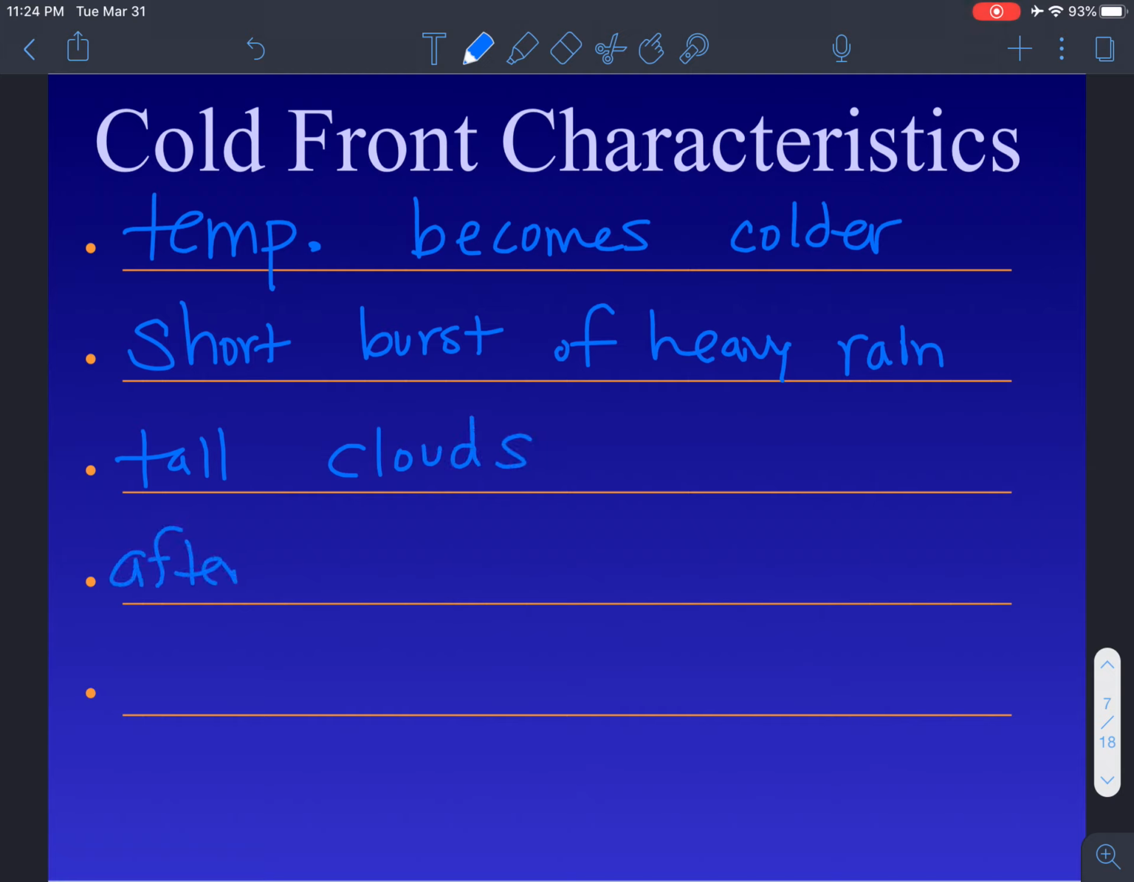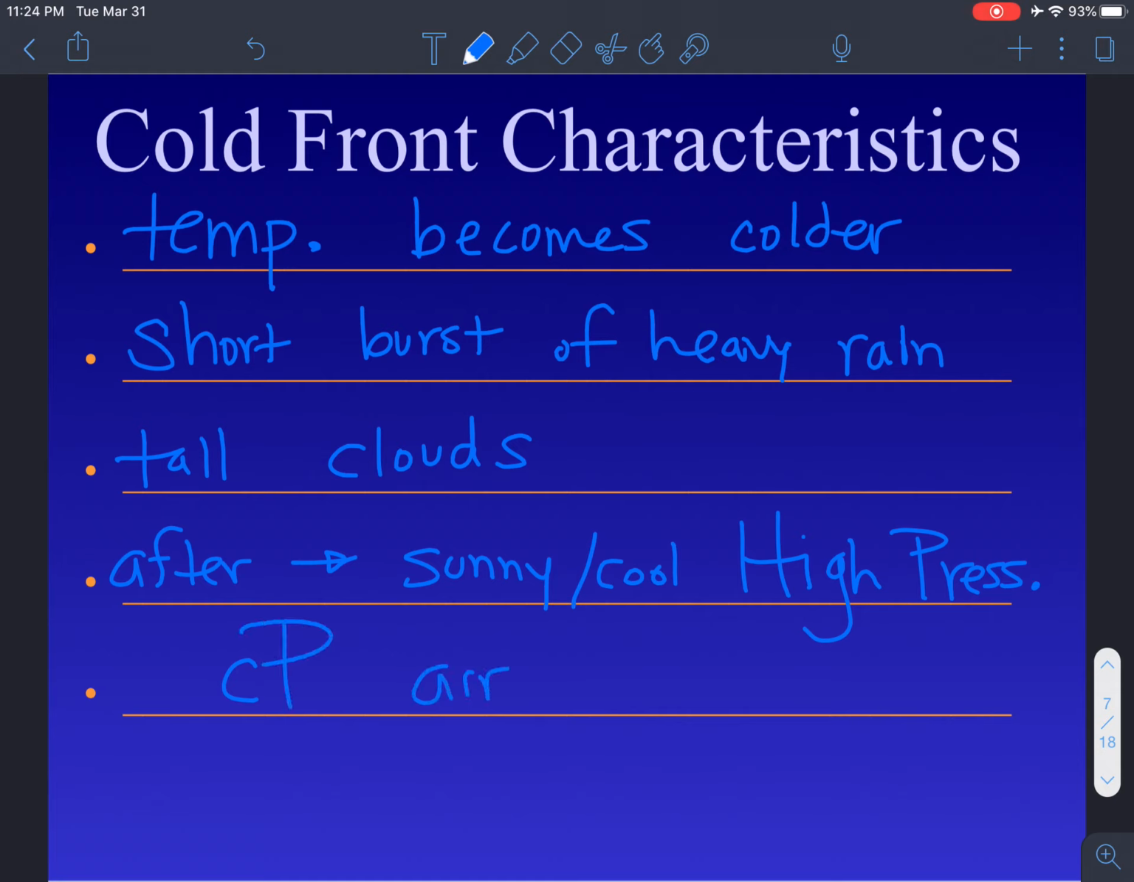Afterwards, it usually becomes sunny and cool. So I'll put sunny / cool, and that's associated with high pressure. And high pressure also is associated with a continental polar air mass. I'm going to put takes over. Okay, so that would be for a cold front.